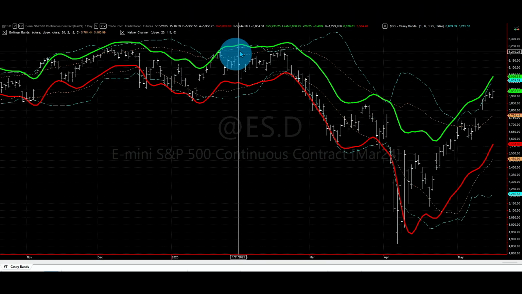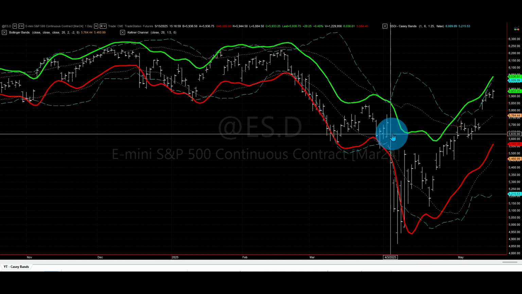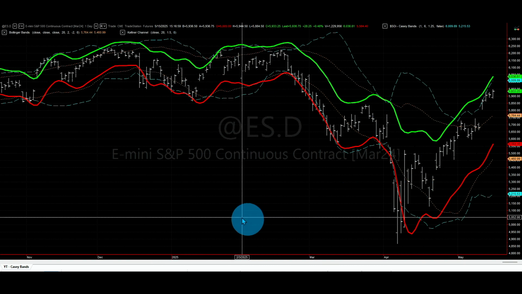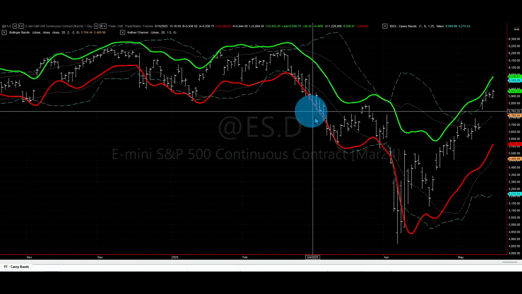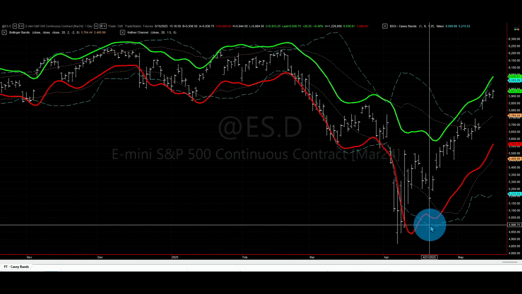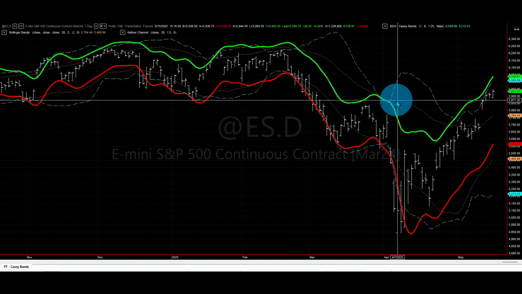Now, I chose the average of 6 and 125 because this is the closest I can come to the Keltner Channel. But even then, all of them are different. And the main difference is my channel hugs the price more than the Keltner Channel and the Bollinger Bands.